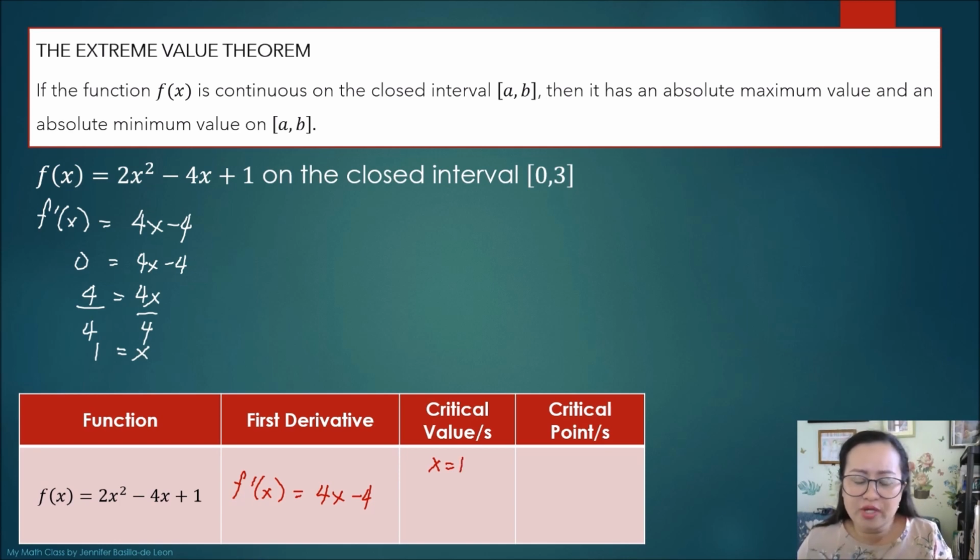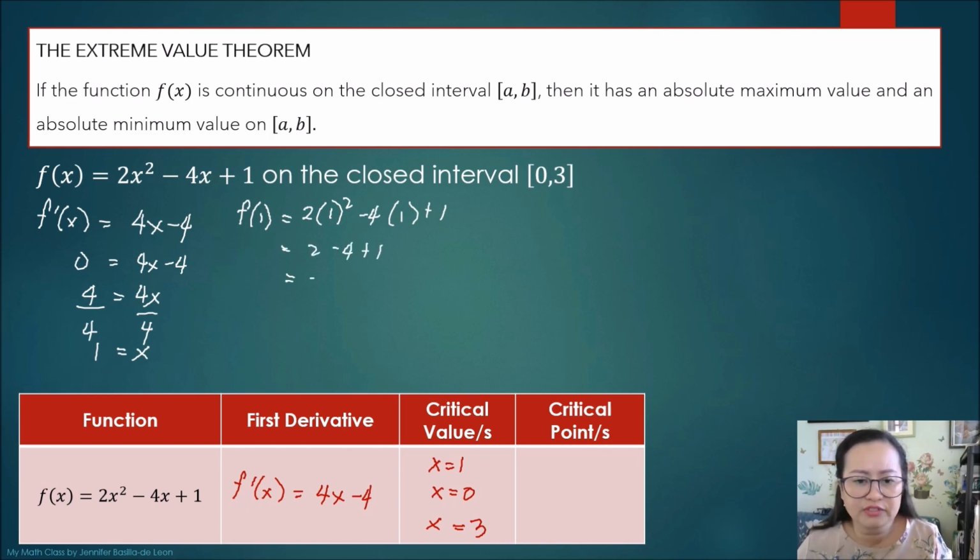Now, since we are dealing with a closed interval, the endpoints of the interval are also critical values in the function. So we will include x equals 0 and x equals 3. Now, to get the coordinates of the critical points, we have to evaluate the original function at these 3 critical values. So let's start first with f of 1. So 2 times 1 squared minus 4 times 1 plus 1. We simplify that.